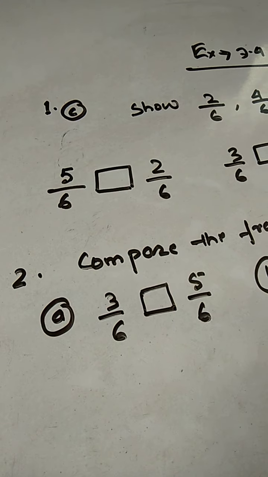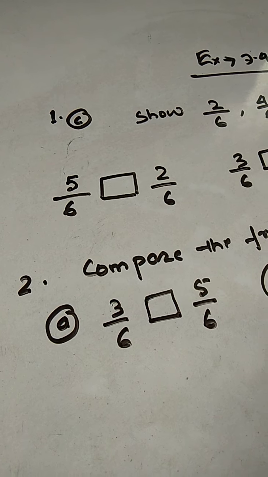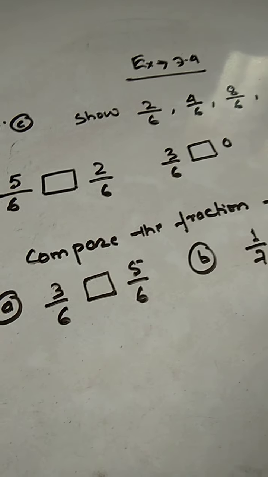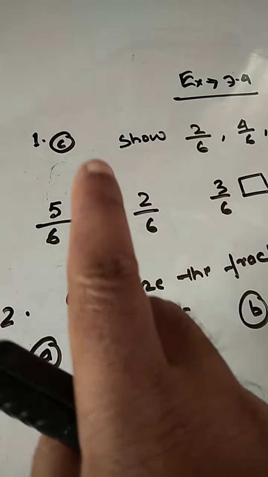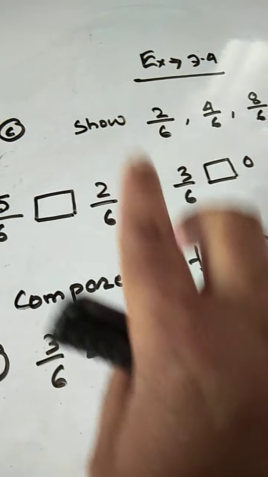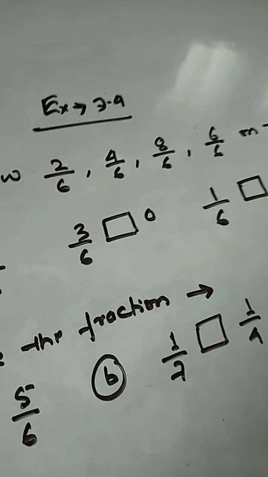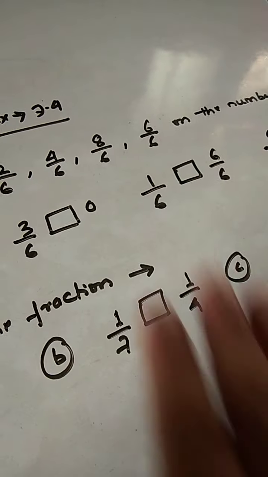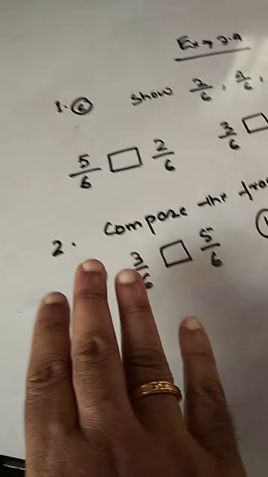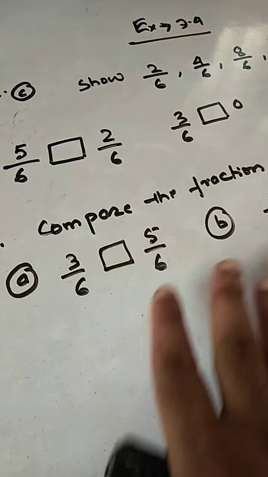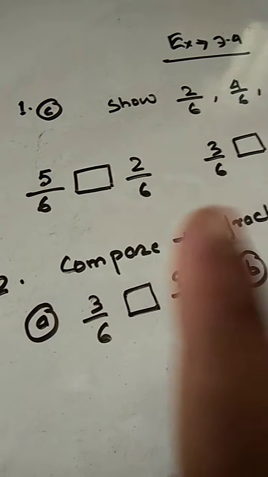Now, as you see in this session, I will explain sum number C of question number 1 and question number 2 of exercise 7.4. Now, in question number 1C, we have two divisions. The first one has some fractions. We have to put them on the number line, and then we have to compare the fractions. Even in question number 2, we have to compare the fractions. So I will teach you exactly how to compare the fractions.